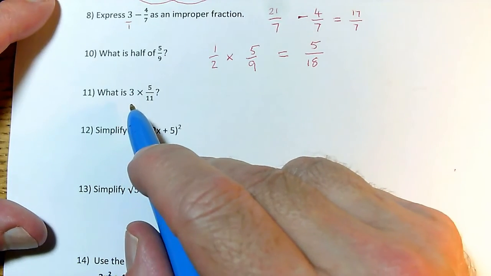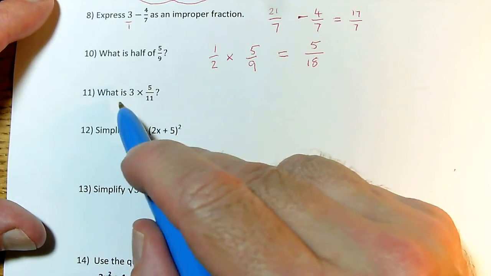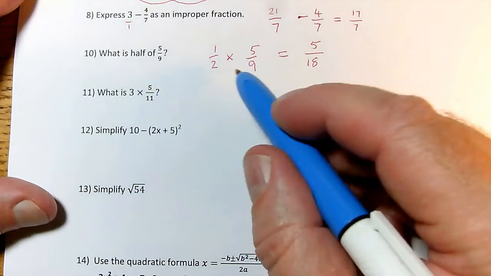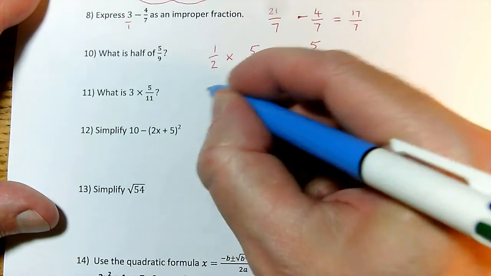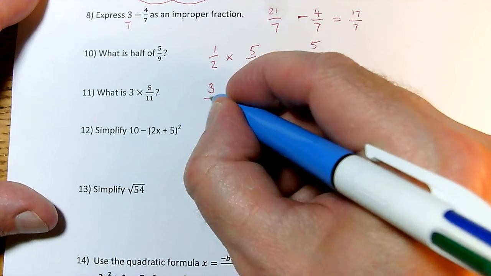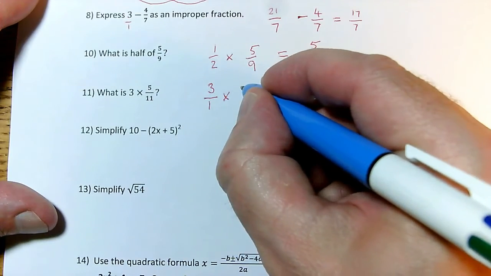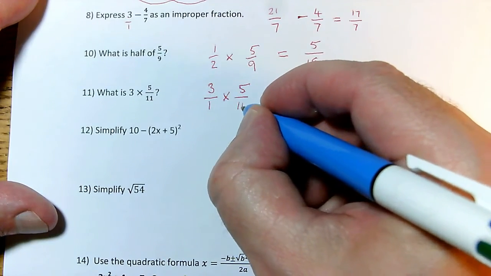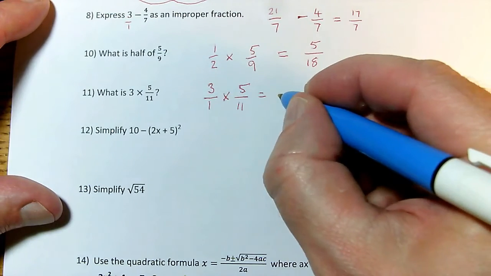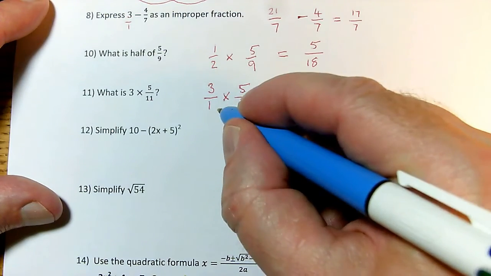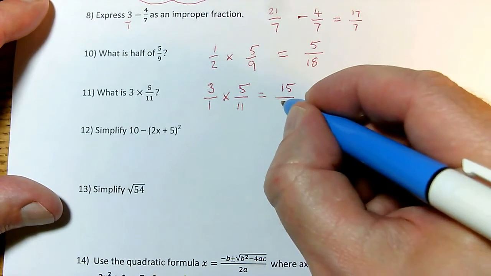Okay, and then the next one, 3 times 5/11. This 3 is not a fraction. If it was a fraction, I could do a similar method to the previous one. So how do I make 3 be a fraction? Answer, I can write it as 3 over 1. So I need to do 3 over 1 times 5 over 11, and now I can just use the normal procedure for multiplying fractions. On the top, I've got 3 times 5, which is 15. On the bottom, I've got 1 times 11, which is 11.